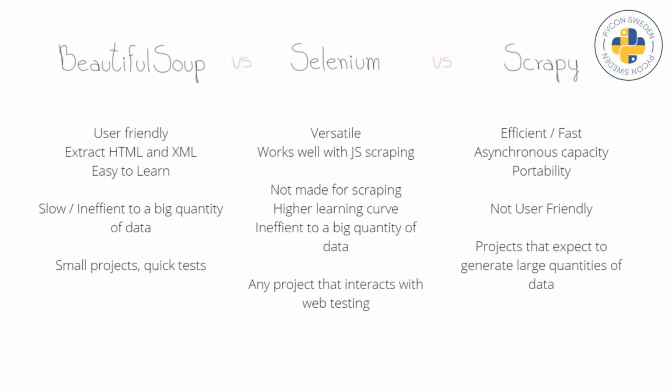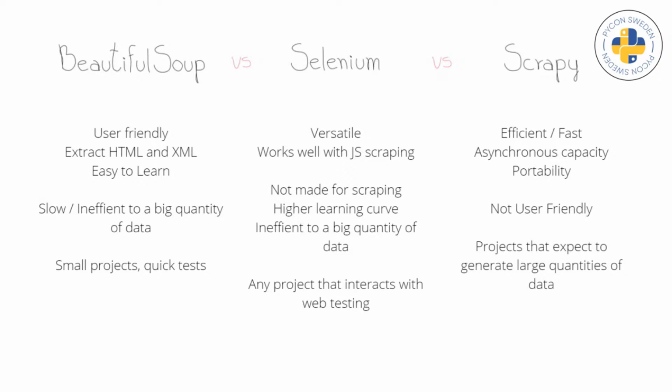Of the cons, Beautiful Soup is slow and inefficient for big quantities of data. Also, it requires dependencies, so it may be annoying to transfer your project to other machines. So when to use Beautiful Soup? It's mostly indicated for small projects and quick tests.